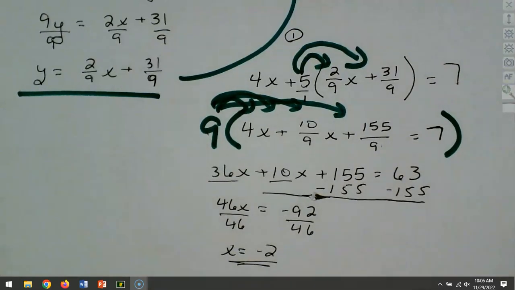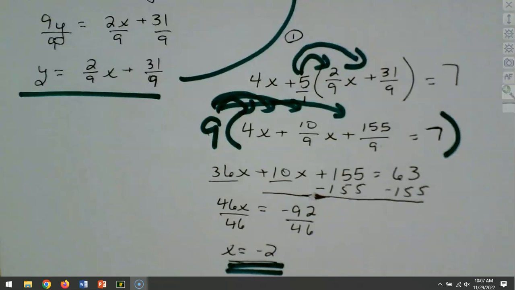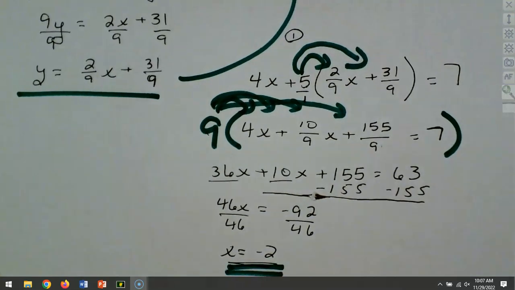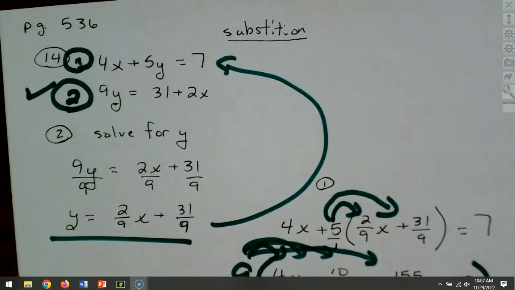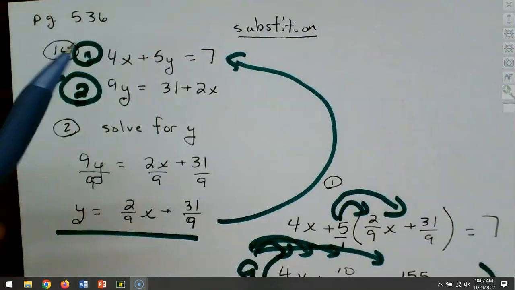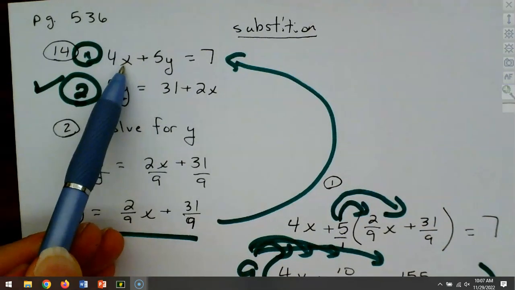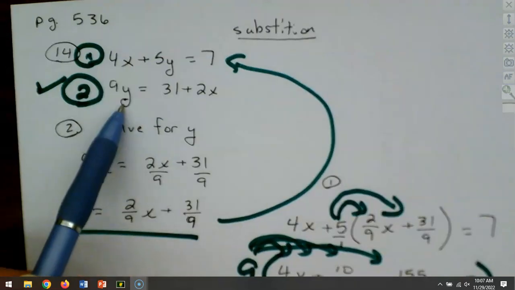So now we have half of it. We can't stop here. This is only part of our answer. What do we need to do to get the other part? Plug it back in. Now, does it matter which equation I plug it into? No. Try to plug it into the one that's the easiest. I would say the first equation looks pretty easy because I know my x is a negative 2. So it's going to be pretty easy to plug it into here. Plugging it into here would be more work.